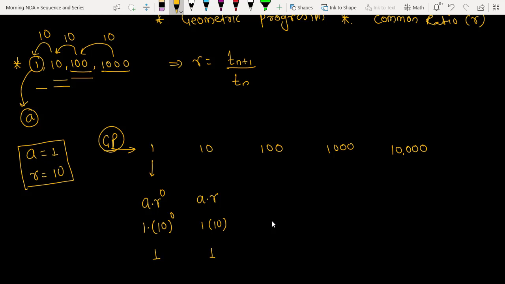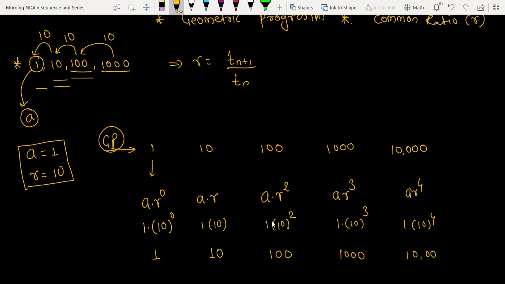So how will you write 100? It is A into R square. A is 1, R is 10, its square is 100. How will you write 1000? It is nothing but A R cube, so 1 into 10 cubed is 1000. And this will be A R to the power 4, which is 1 into 10 to the power 4, and it becomes 10,000.